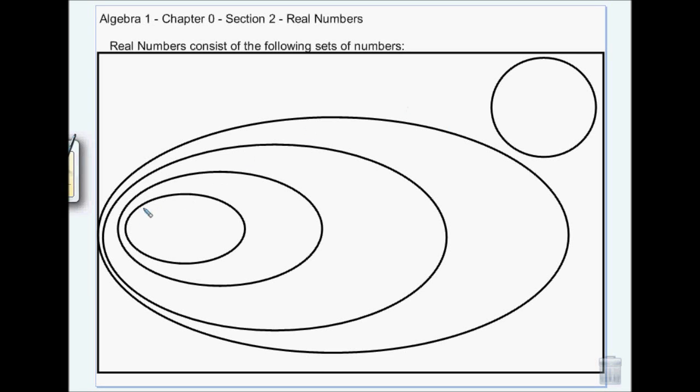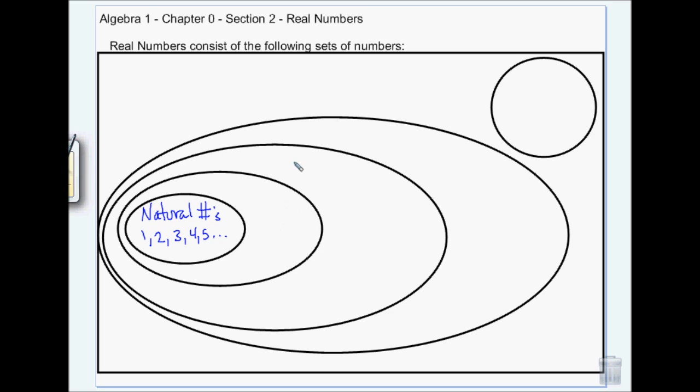The smallest set of numbers are the natural numbers. They're called natural numbers because they're the numbers that you naturally use. When you count things, you don't start at 0 and then go 1, 2. You start like, I have 1, I have 2, 3, 4, 5. So they're also known as the counting numbers or the natural numbers. They're infinite, but they start at 1 and then go on forever.